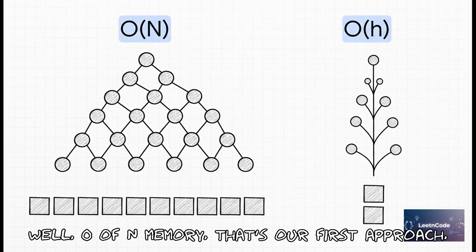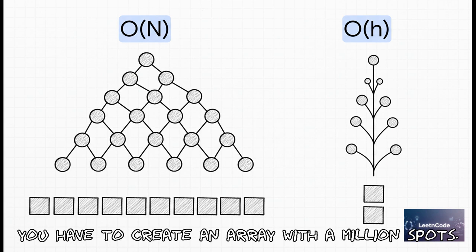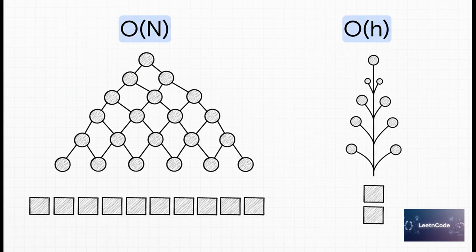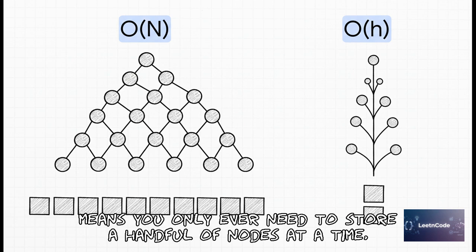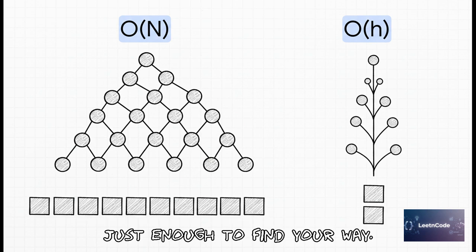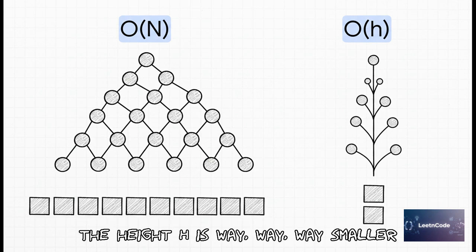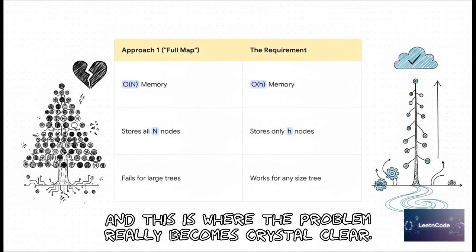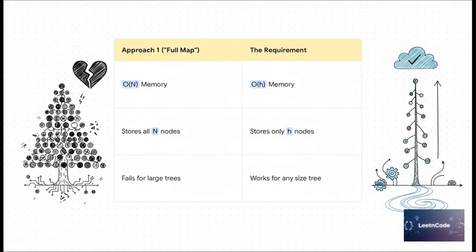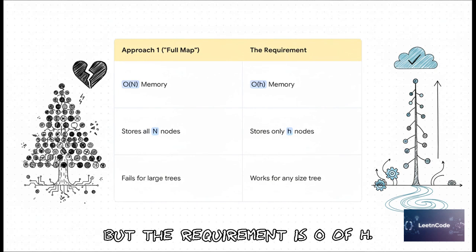Well, O(n) memory, that's our first approach, means that if your tree has 1,000,000 nodes, you have to create an array with 1,000,000 spots. O(h) memory, on the other hand, means you only ever need to store a handful of nodes at a time, just enough to find your way. For a big, balanced tree, the height h is way, way, way smaller than the total number of nodes n. And this is where the problem really becomes crystal clear. Our full map approach is O(n), but the requirement is O(h).